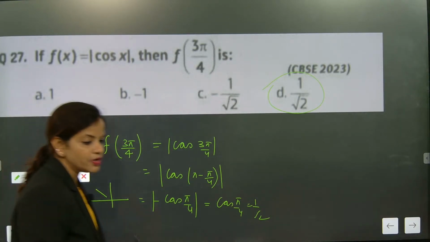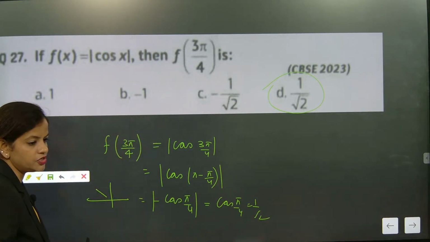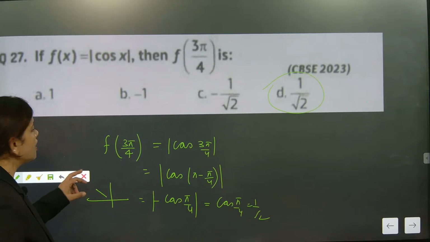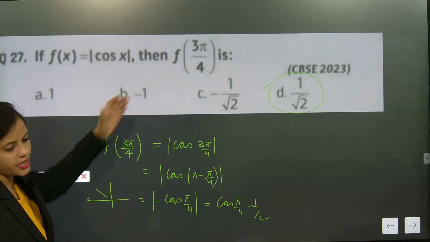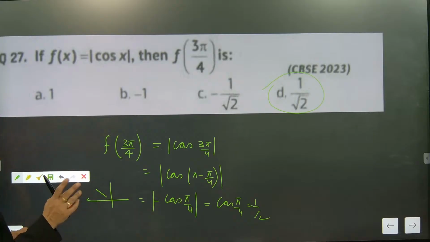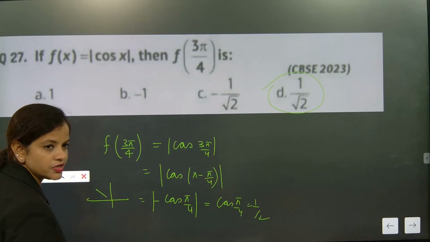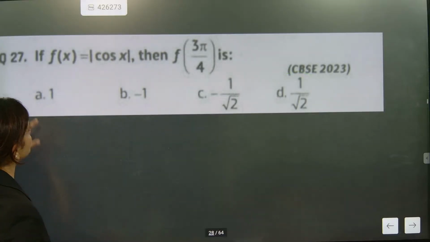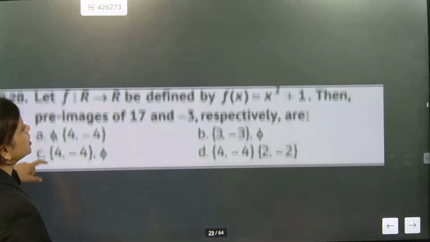This is one question which could create problems for you, but we just substituted and got the answer. This is an easy method, correct? Now we will go for the next question. Are you ready? We need to see many questions from functions. I'll teach you the most iconic questions.